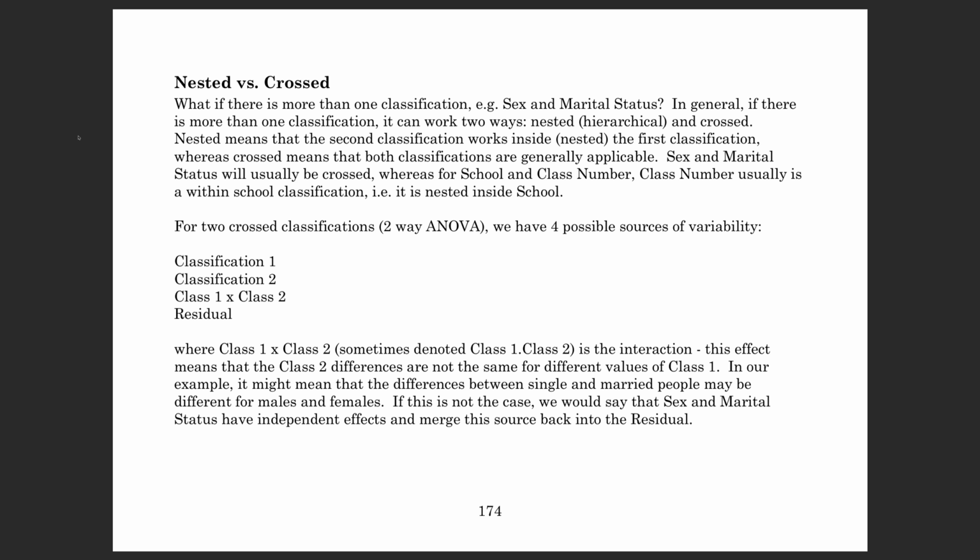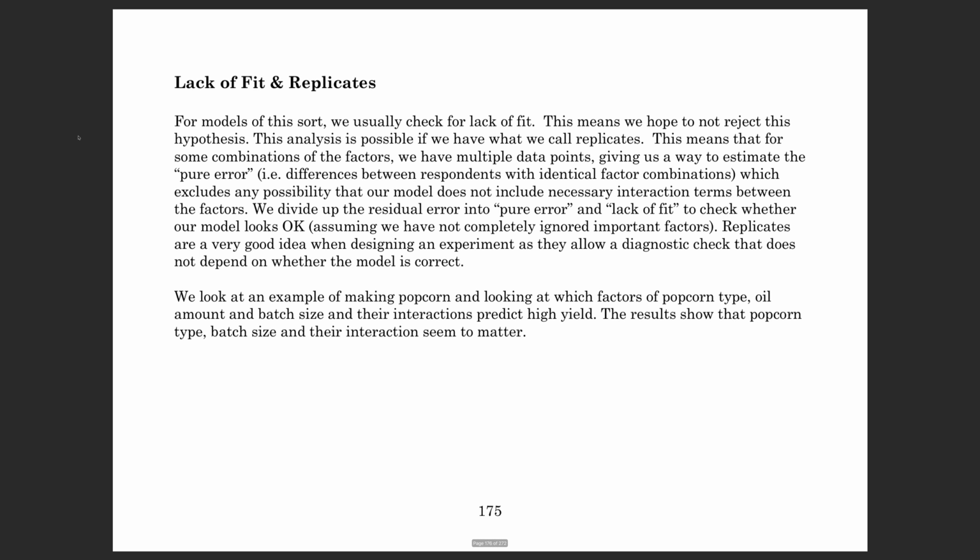That's the residual part. Okay, so for models of this sort, we usually check for lack of fit. Lack of fit means, of course, we hope to not reject this hypothesis. This sort of analysis is possible if we have what we call replicates. What are replicates? Replicates means that for some combinations of the factors, we have multiple data points giving us a way to estimate what we call the pure error. In other words, the differences between respondents with identical factor combinations.